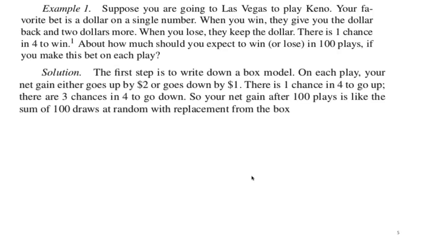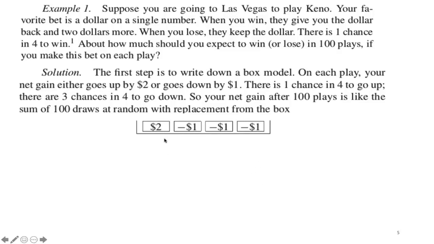Well, the key is to find the box model. That's what we talked about in the last lecture, in last week's work. Because we have a 1 in 4 chance of winning, one of the 4 tickets is a 2, because we win $2 for a game that we win. And then the other 3 tickets should be -1 each, because we lose $1. Again, having a box model is nice because it simplifies the problem into a simple box model.